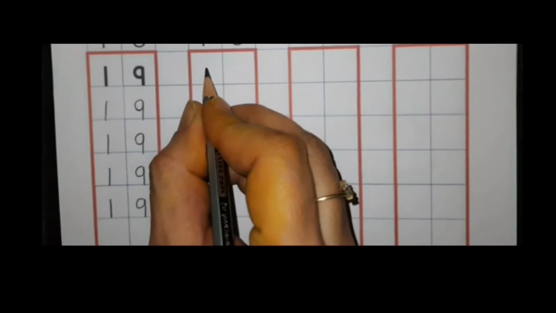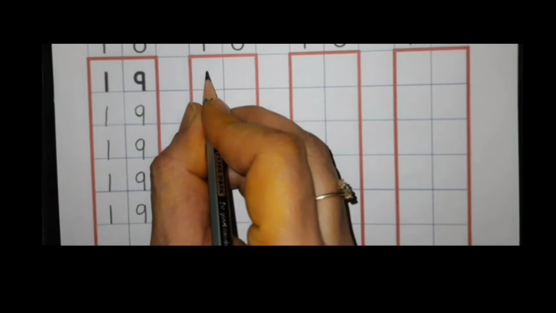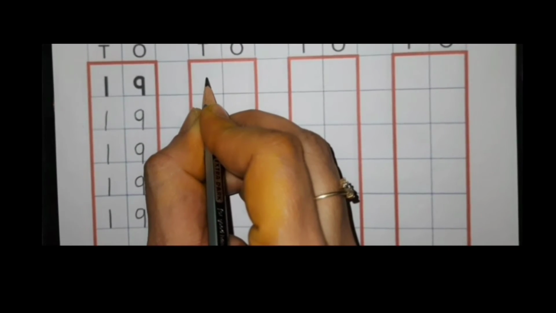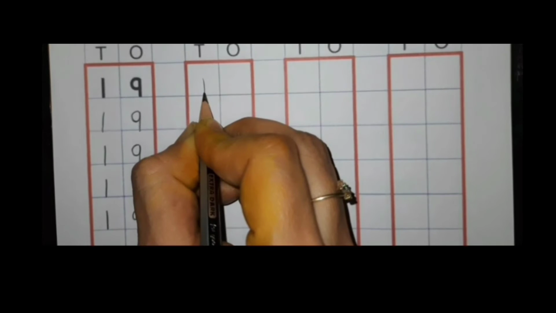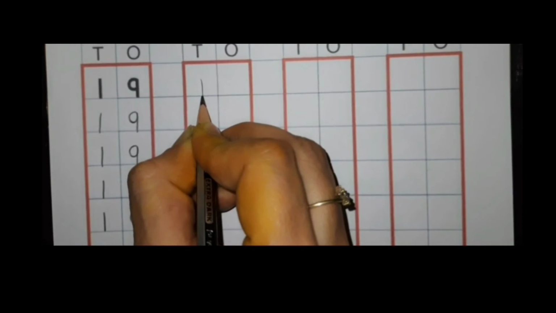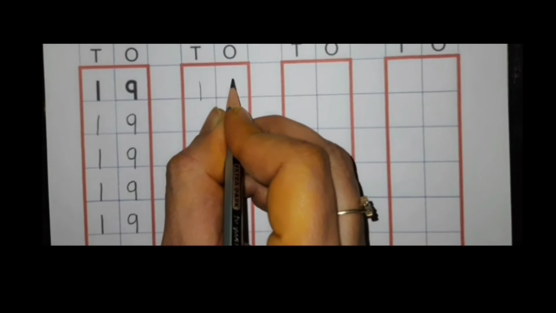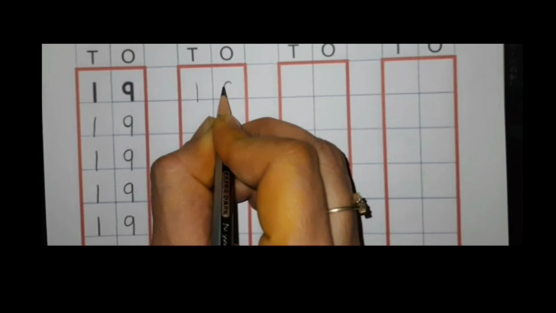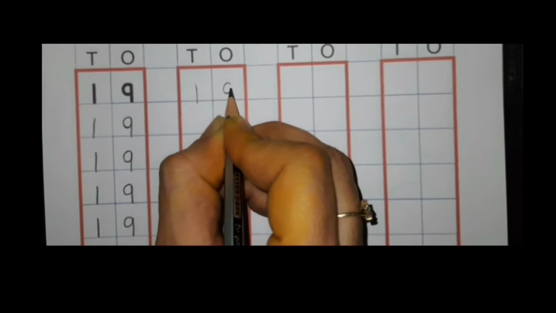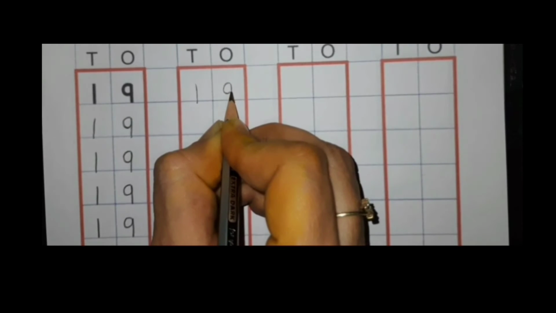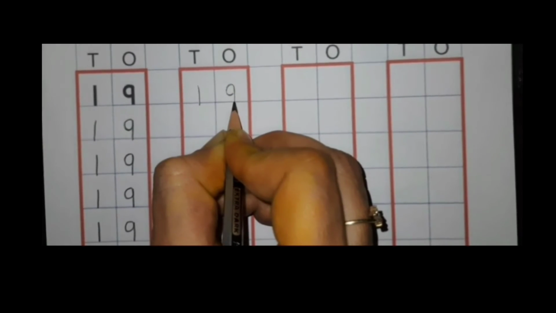19. For number 1, we will start from the middle, standing line, touch the bottom blue line. And for number 9, in the middle, C curve, go up, come down, standing, touch the bottom blue line.